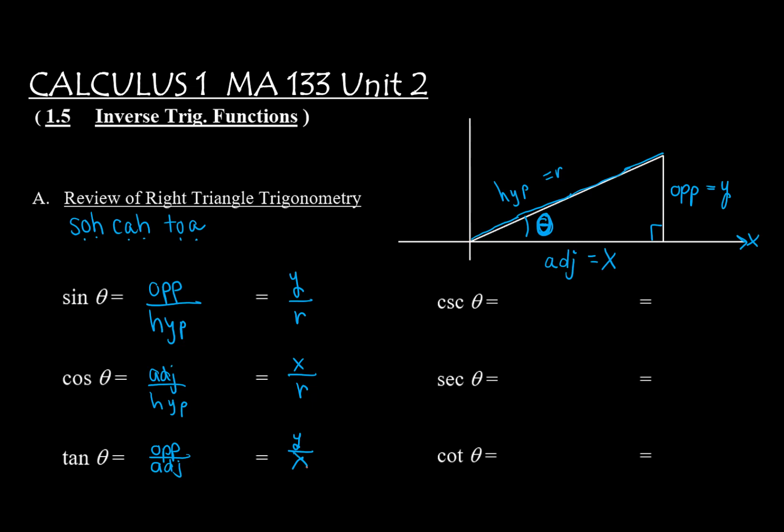And then these other three functions are called the reciprocal functions because the cosecant is the reciprocal of sine. So this is going to use the hypotenuse over the opposite, or r over x. The secant is the reciprocal of the cosine, so this is going to be the hypotenuse over the adjacent, or the hypotenuse over the x. And the cotangent is the reciprocal of the tangent, so this is going to give me adjacent over opposite, which is going to give me x over y.